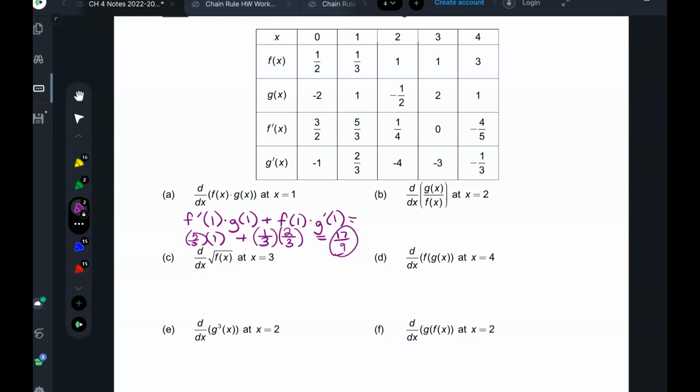Common denominators. The final answer is 17. I was saying this, 15/9 plus 2/9. Oh, okay. Yeah, sorry.